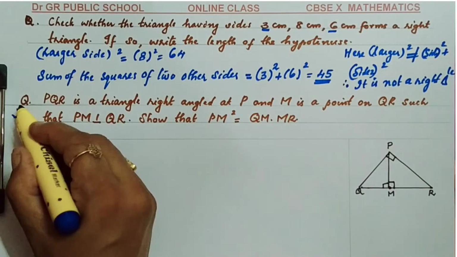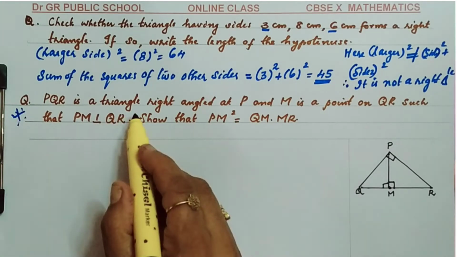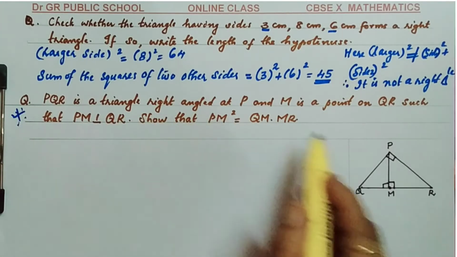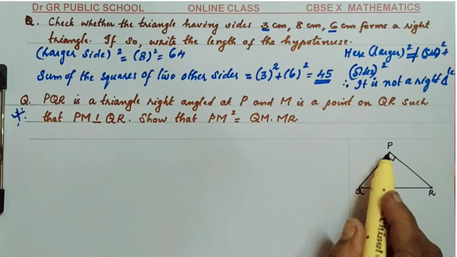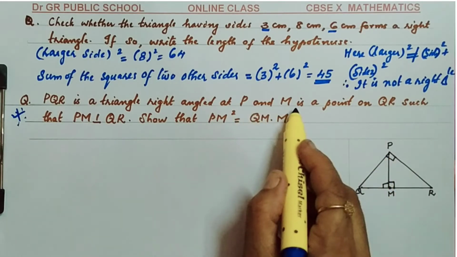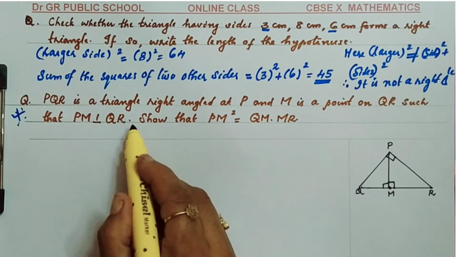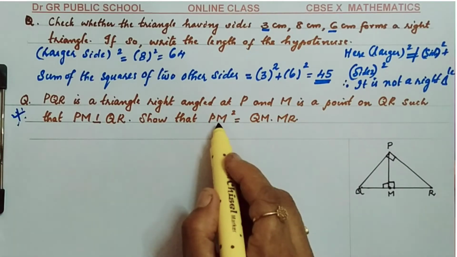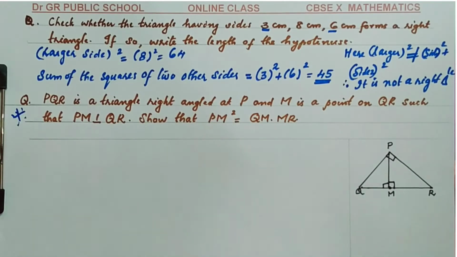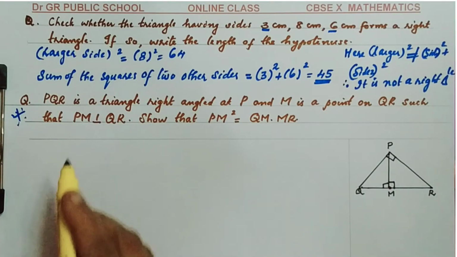And bottom question. PQR is a triangle, right angled at P, and M is a point on QR such that PM is perpendicular to QR, so that PM square equals QM into MR. A very important question. Listen to the question again.